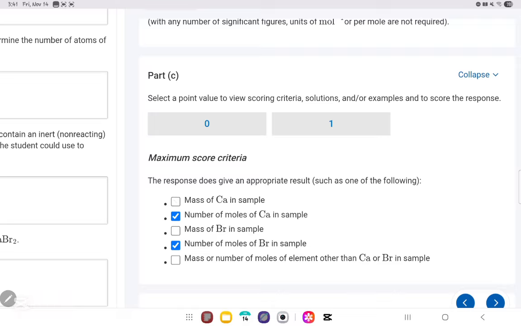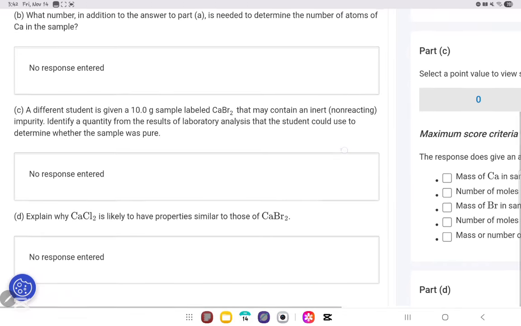Number of moles of Ca is also what? You're going to take the number of moles of Br2 in the sample, and then you could also choose the mass or number of moles of another element than Ca or Br in the sample.